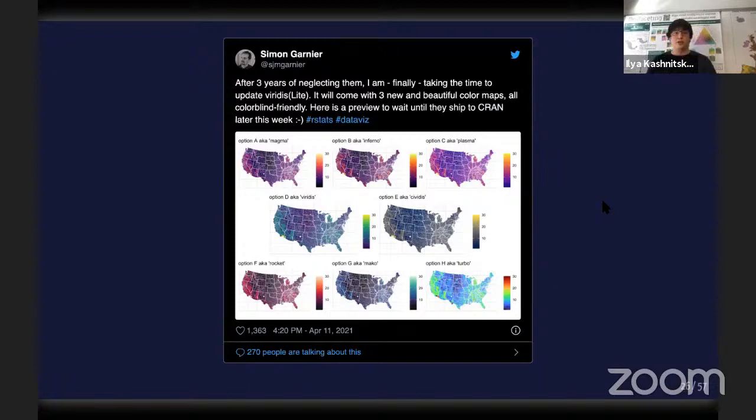So in the R world, there is an amazing package, Viridis, that was recently enlarged to include several more very cool color palettes. Well, if you're using R, and you are using R, I assume, Viridis should be the default color scale to use, I would say.